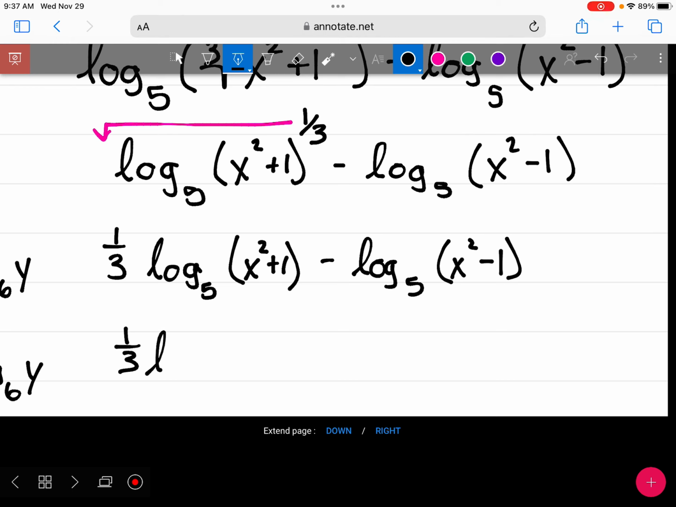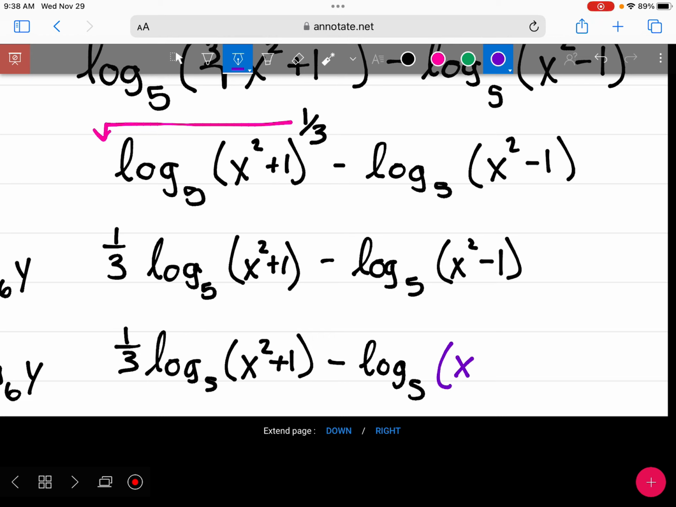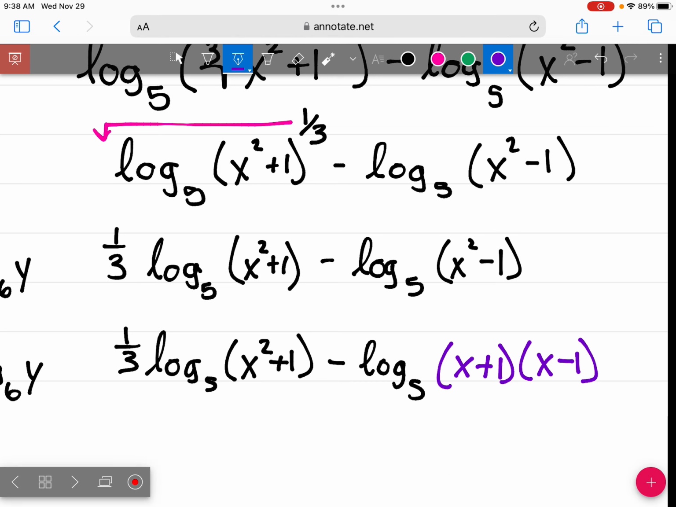1/3 log base 5 of this guy over here. He's a mess. And we can write this as log base 5 of x. Our factored form is going to be x plus 1 times x minus 1, which means I need a little bit more space on my slide.